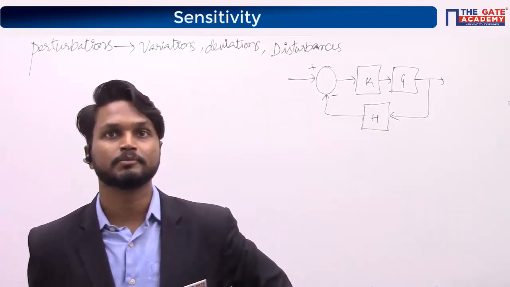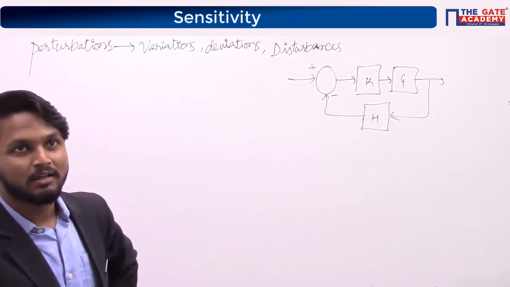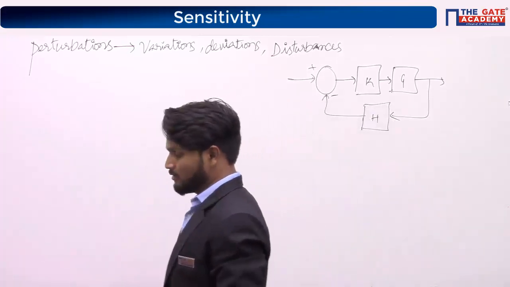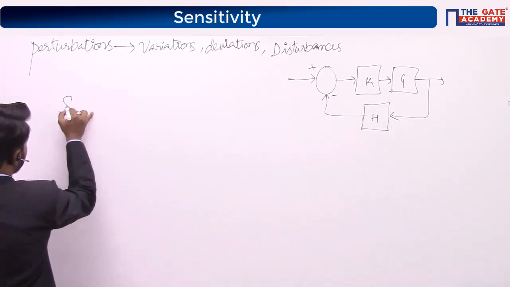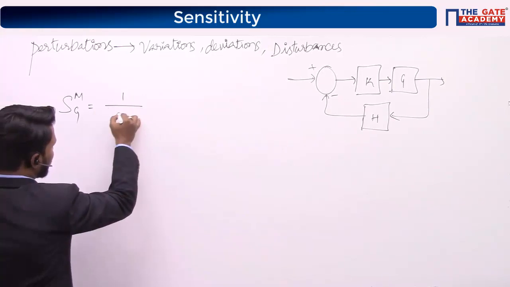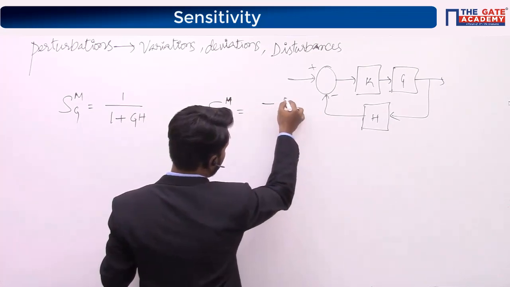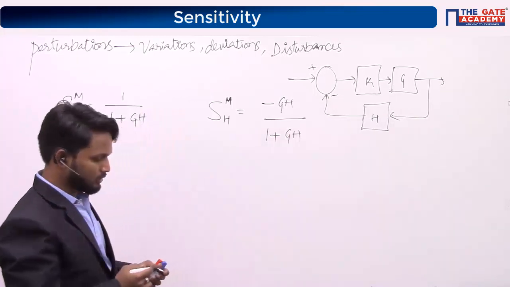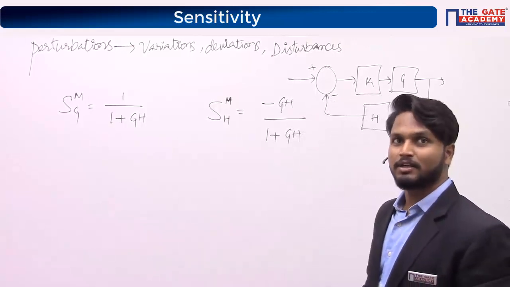So which one? The majority of you have given option A as the right answer. But what they are asking is the sensitivity of the overall transfer function with respect to G(s) and H(s). What is the formula for this? With respect to G it is 1 by 1 plus GH. Sensitivity with respect to H is minus GH divided by 1 plus GH. So we'll see whether it is C, B or D. Yes, Rintu Ghosh, very good.